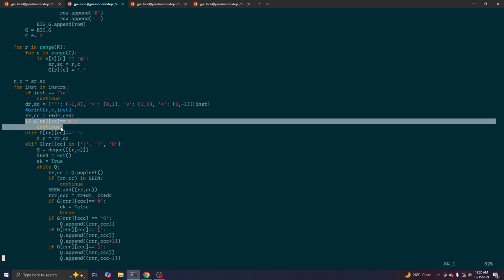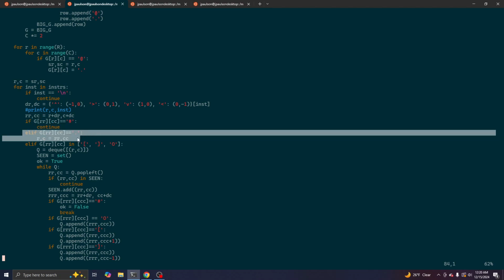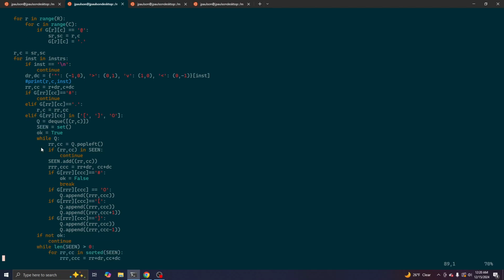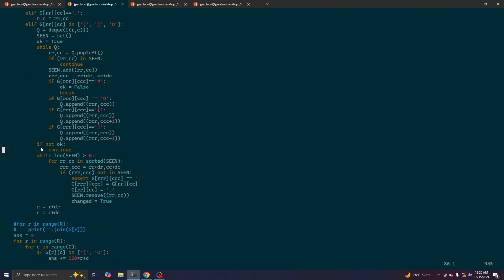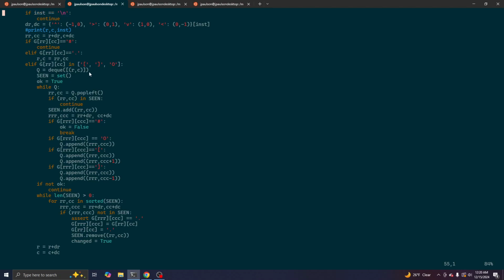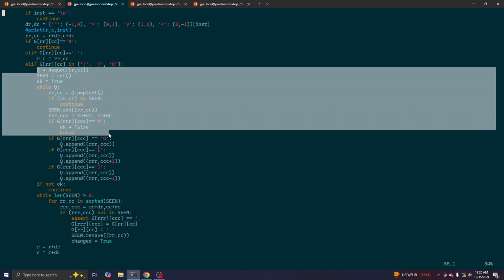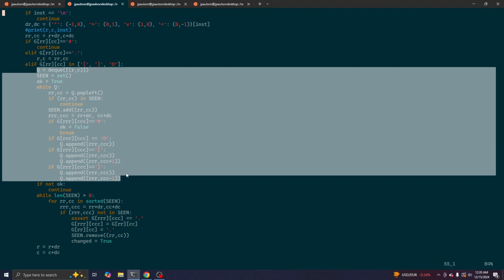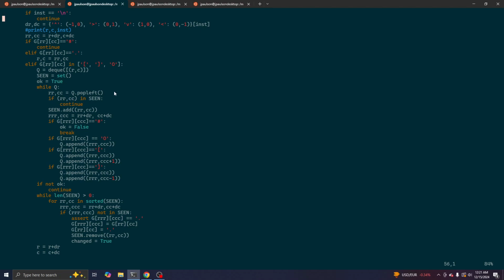And if there's a wall in that direction, we do nothing. If there's a dot in that direction, then we go there. And if there's a box in that direction, then we need to do a complicated pushing logic. So a box could either be the left side of a box, the right side of a box, or the whole box in part one. So we're going to figure out what squares would be pushed by this move, and also if any of them are being pushed into a wall.